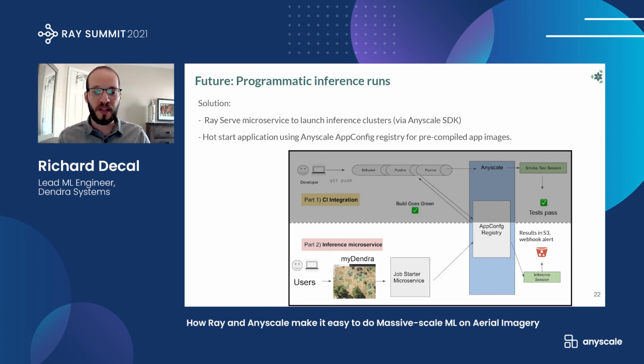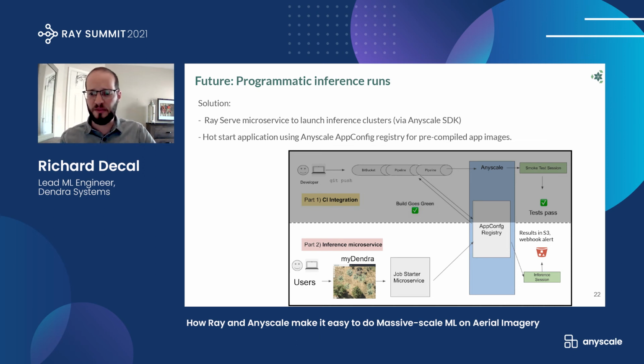When users are using our platform and say that they want model predictions for a certain area, given a certain type of model, the system itself will talk to the microservice and request those results. The microservice then will go to Anyscale and fetch a pre-built app config that was passing from our production branch, and then using that pre-built config, it can hot start a session in just a couple of minutes and hit the ground running instead of having to go through all the setup steps on each node individually.